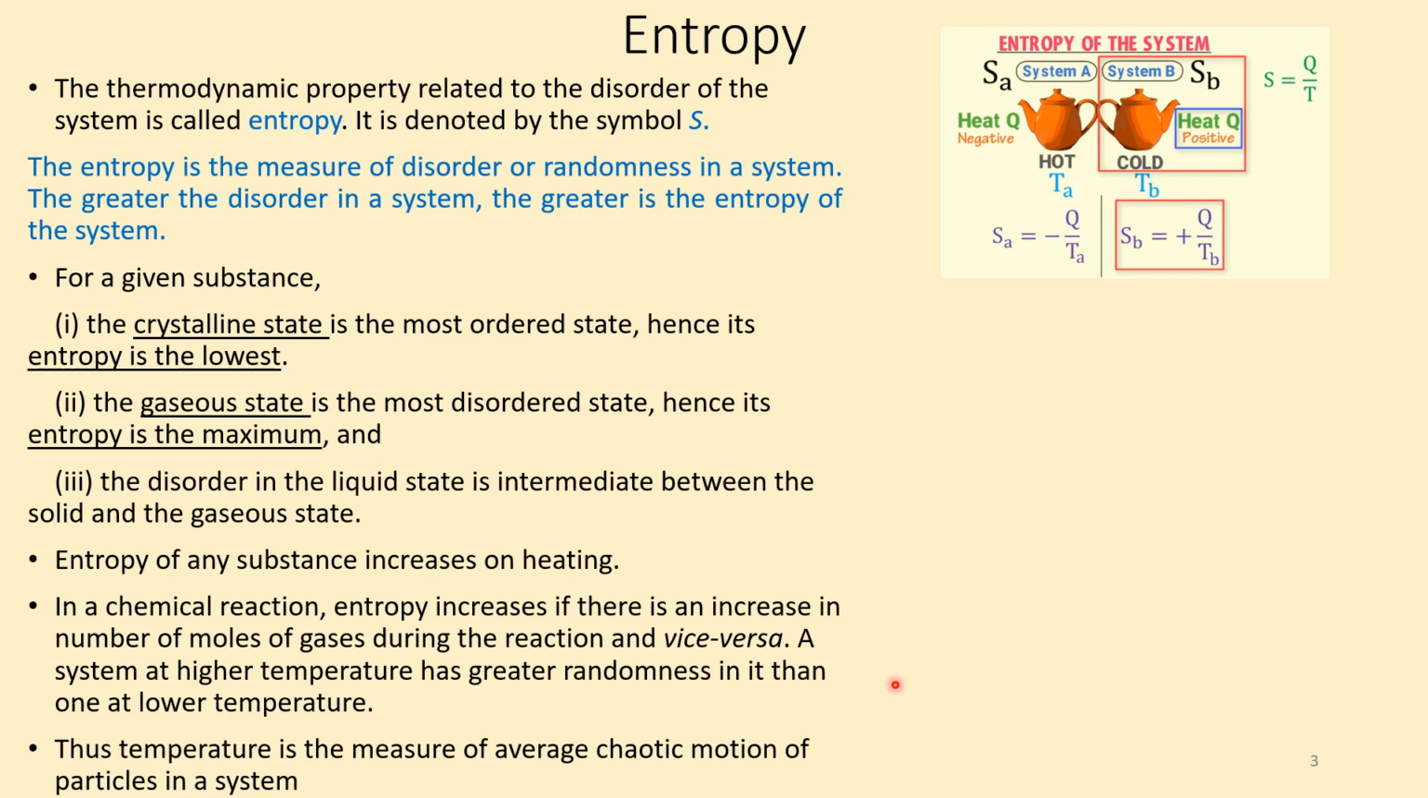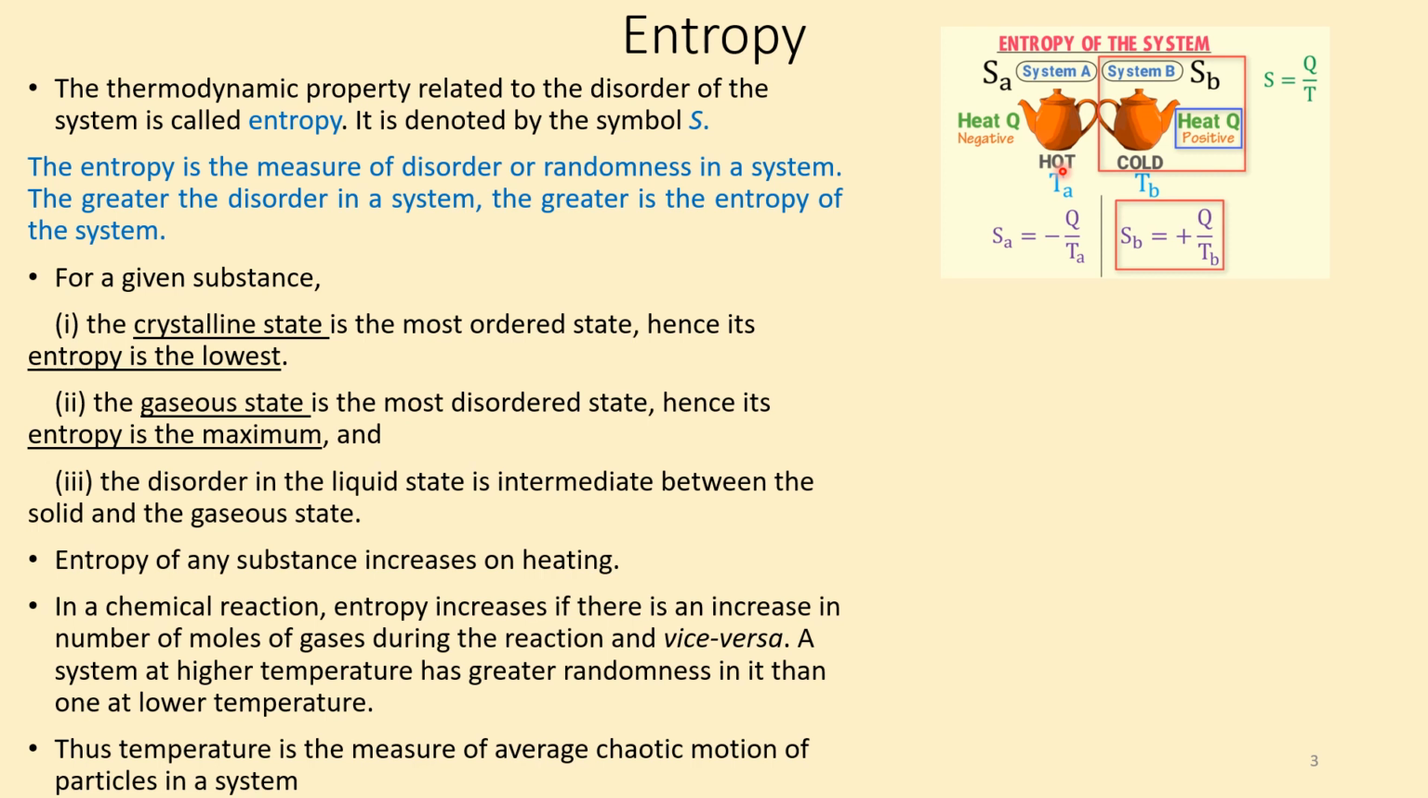Here, there is a hot body A on the left hand side, and its heat is Q. Its entropy can be represented by the symbol capital S subscript A, SA, and its temperature is TA. It is brought in contact with a cold system on the right hand side, and the heat Q gets transferred from the hot body to the cold body.